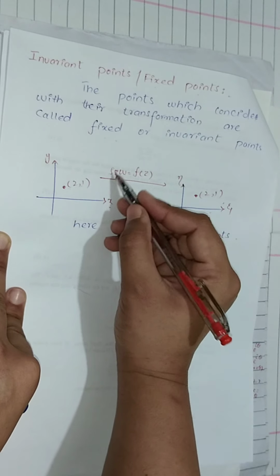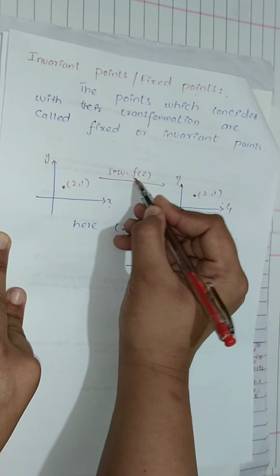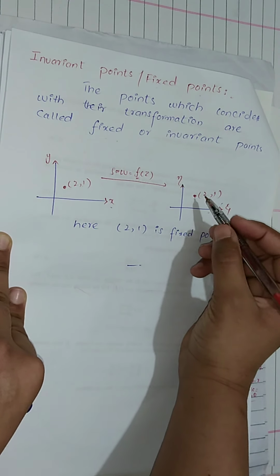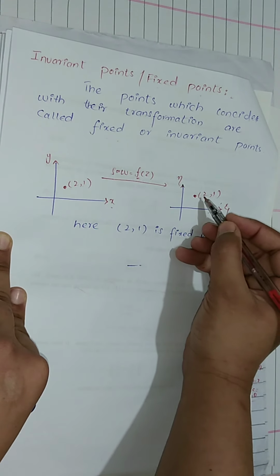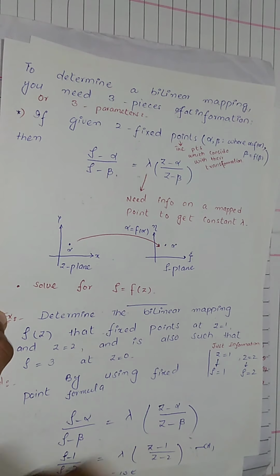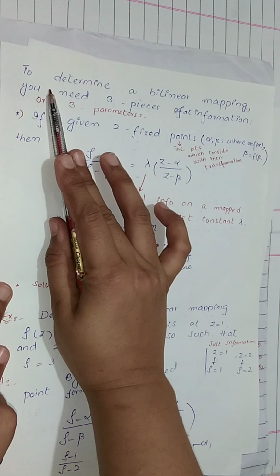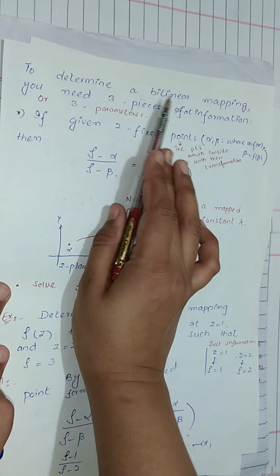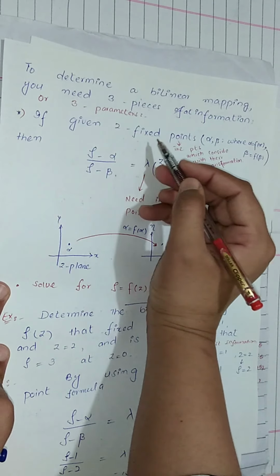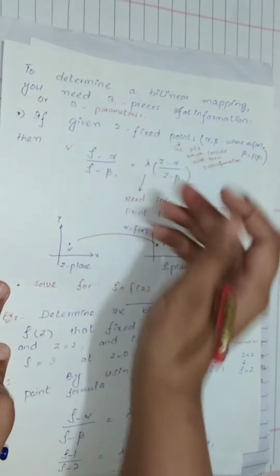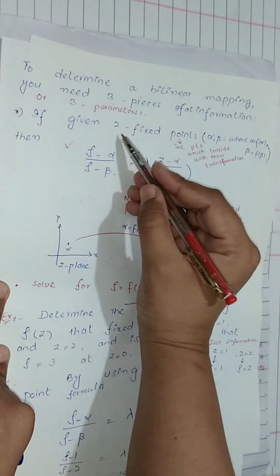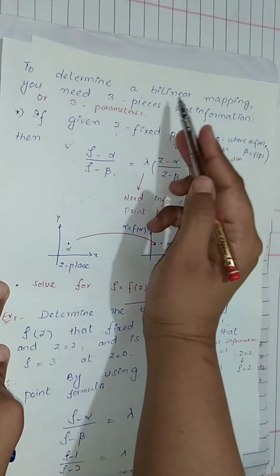We know that sigma is equal to f of z. So in the sigma plane our graph maps into the point (2, 1). If to determine a bilinear mapping we have fixed points, then by using this formula we can find out the bilinear mapping. We have two fixed points to find out the bilinear mapping.